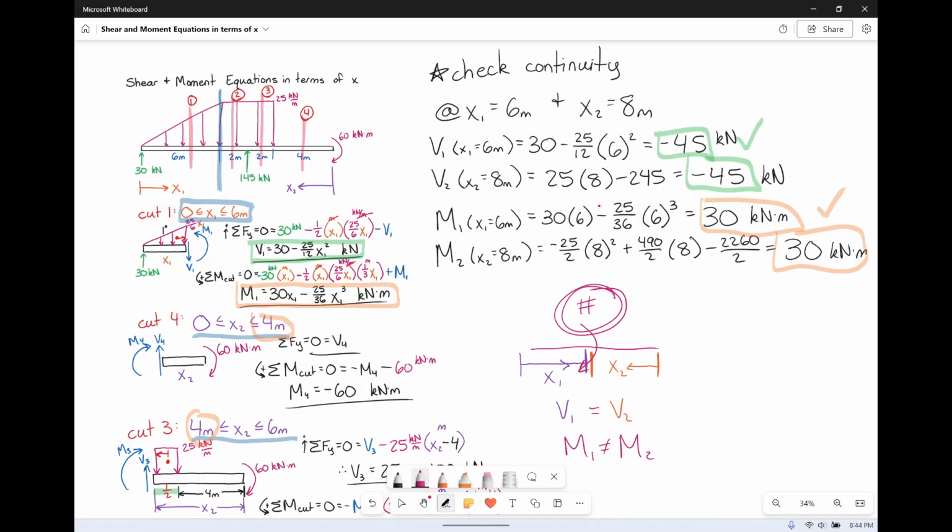So point loads, point moments, you do have to just watch out for them. When you do your continuity check, it will just be a little bit different. But other than that, everything should be the exact same.